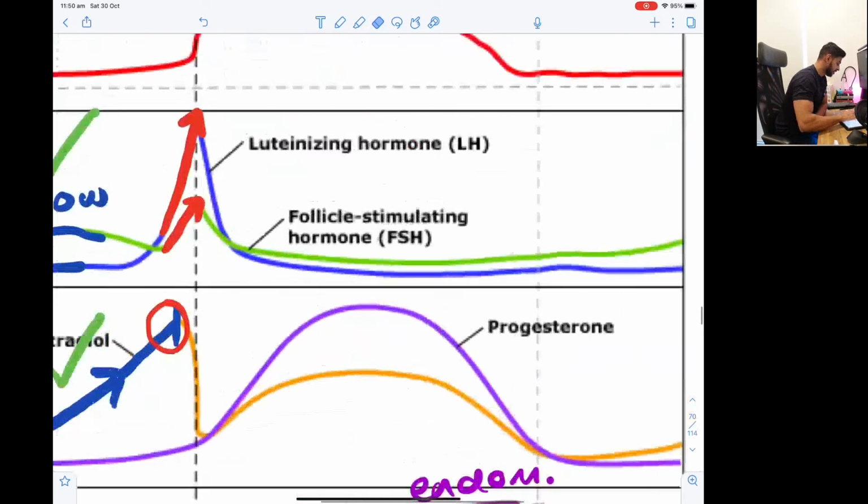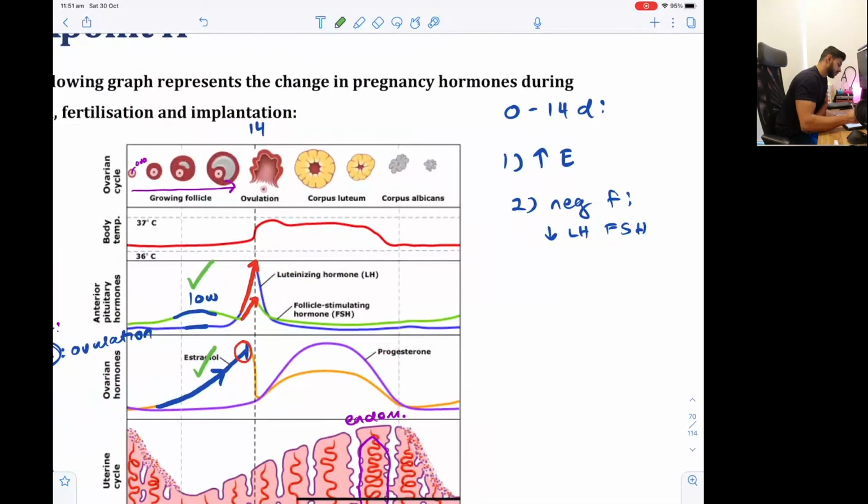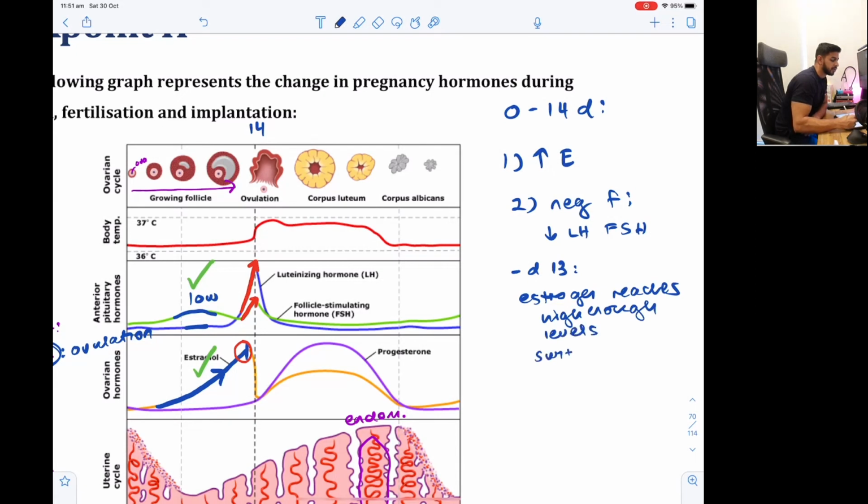So I want you to remember about day 13, one day before. About day 13, estrogen reaches high enough levels, and it switches from negative to positive feedback.